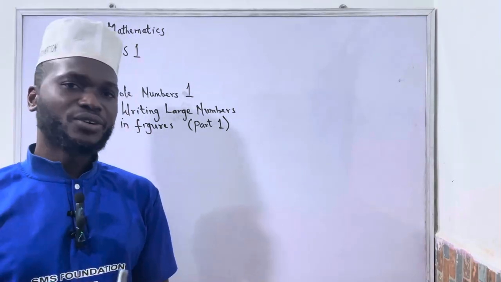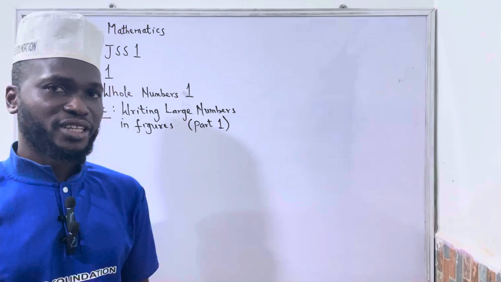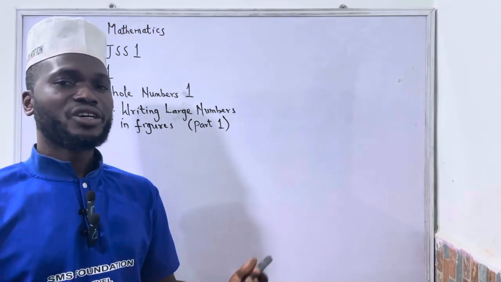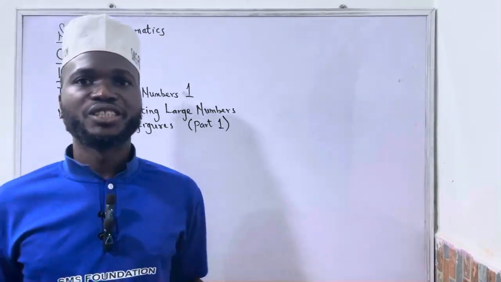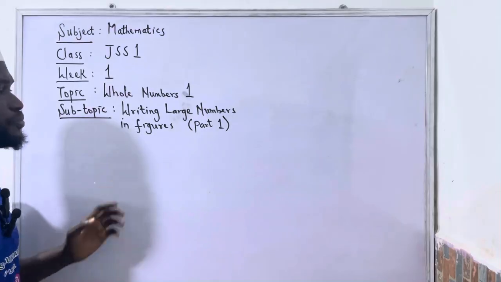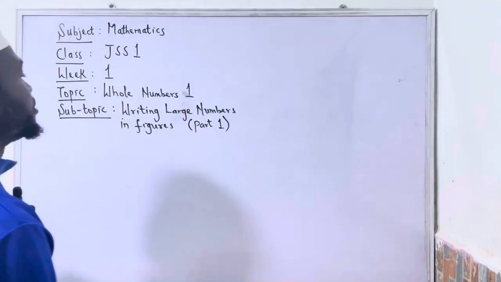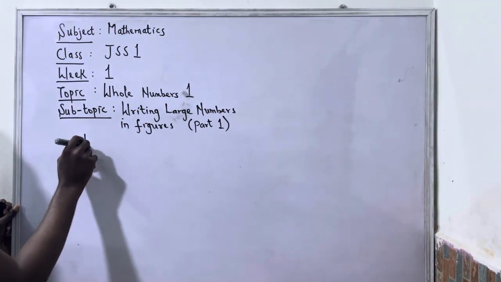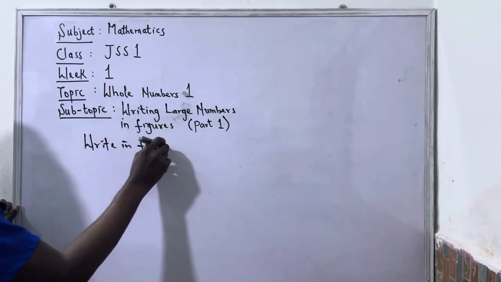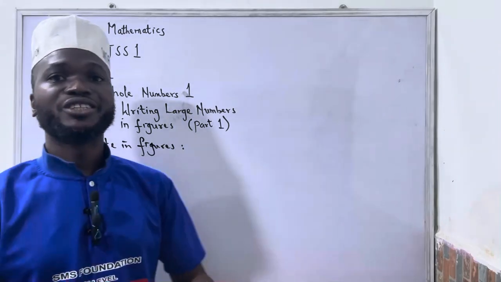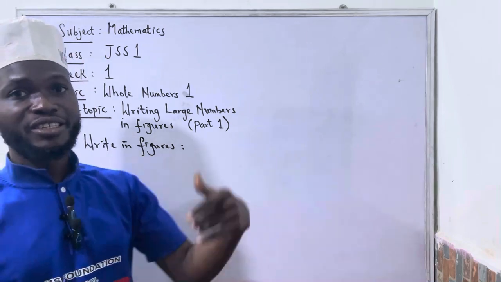In the next video, I'll consider the ambiguous cases, the ones that are confusing to students, that always come with a lot of zeros. But this time around, we don't want to deal with any that has zeros. So let's start with something as simple as a 2-digit number or even a 1-digit number. For example, if they say write the following in figures, the word figure also means write in numbers. They will write numbers in words and they want you to write it in figures.